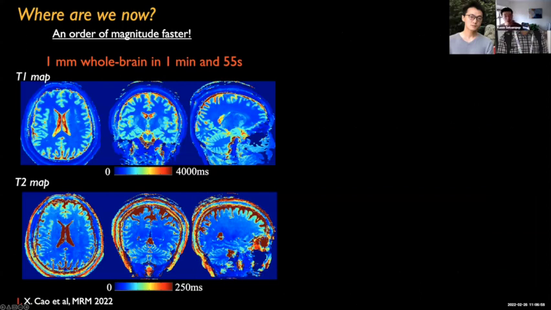So putting some of these methods together, where are we now? Here's some of the latest work from the lab, where we've been able to get 1 millimeter isotropic whole brain in less than 2 minutes for T1 and T2 maps at 3T. This represents about an order of magnitude faster scan than the original method.